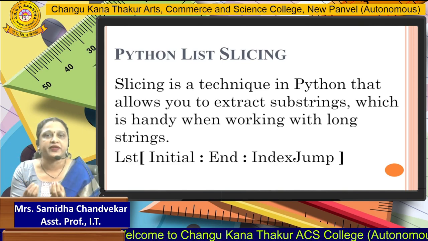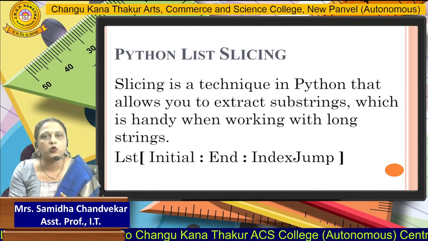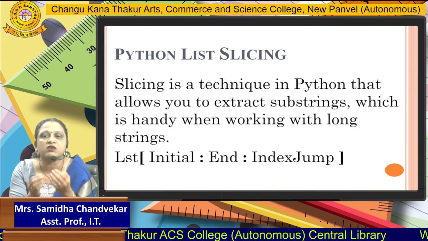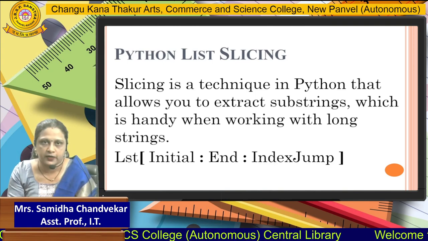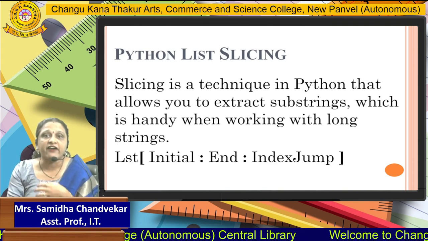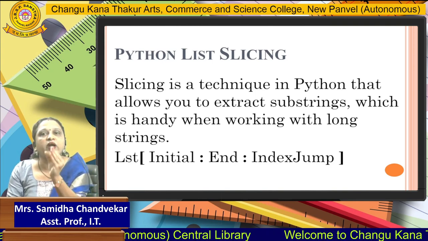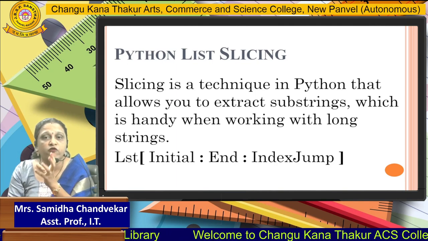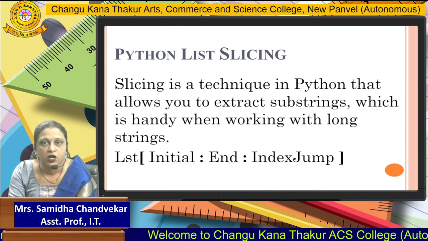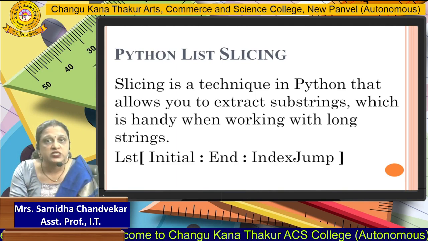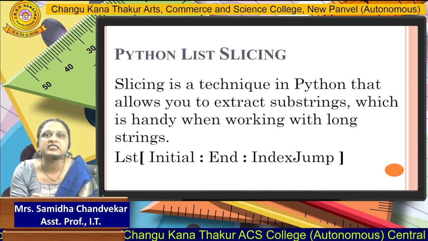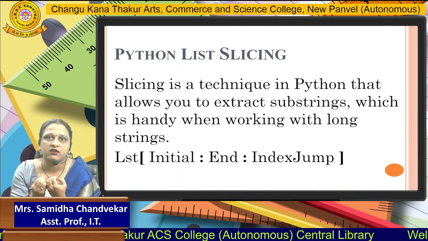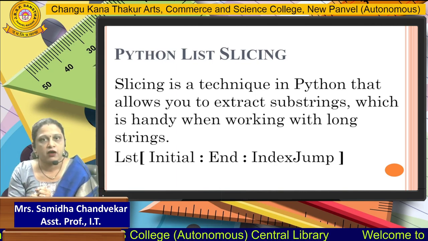Extracting substrings. It means, for example, in FY A division, there are roll numbers from 1 to 70. But I want students from 20 to 40. How can we make it separate? At that time we can use the slicing method. So slicing is a technique in Python that allows you to extract a substring from long strings.